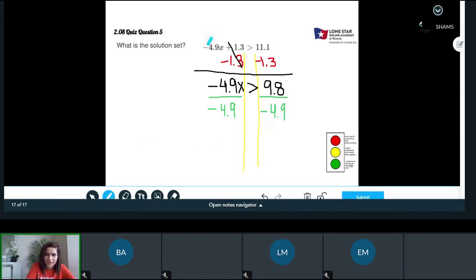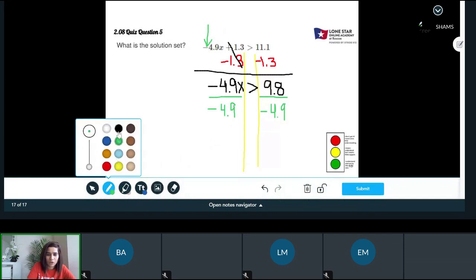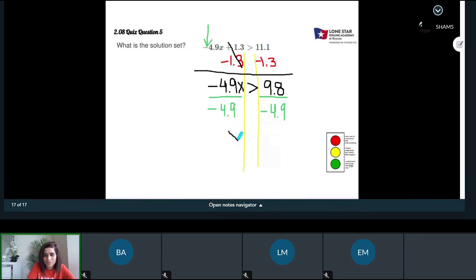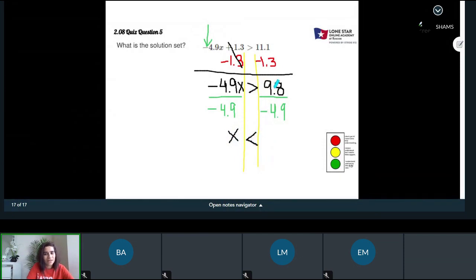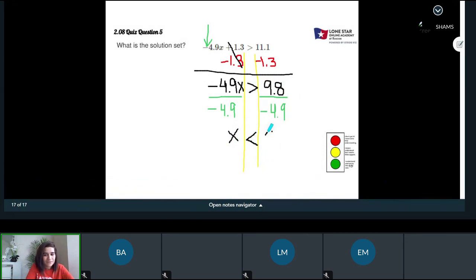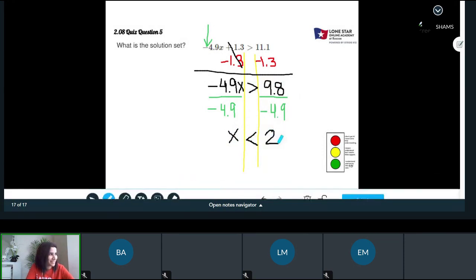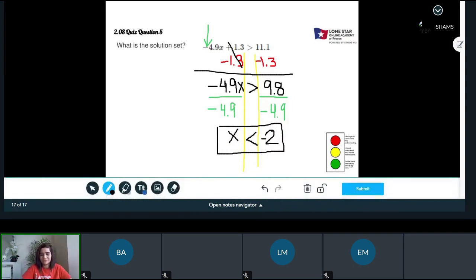Because here my coefficient was a negative number, I will flip the inequality symbol. I will say x is no more greater, but it is less than. 9.8 divided by 4.9 is 2, Angelina. But a positive number divided by a negative number is a negative number, because the signs are different. X is supposed to be less than negative 2. And that marks the last question. Are there any questions?